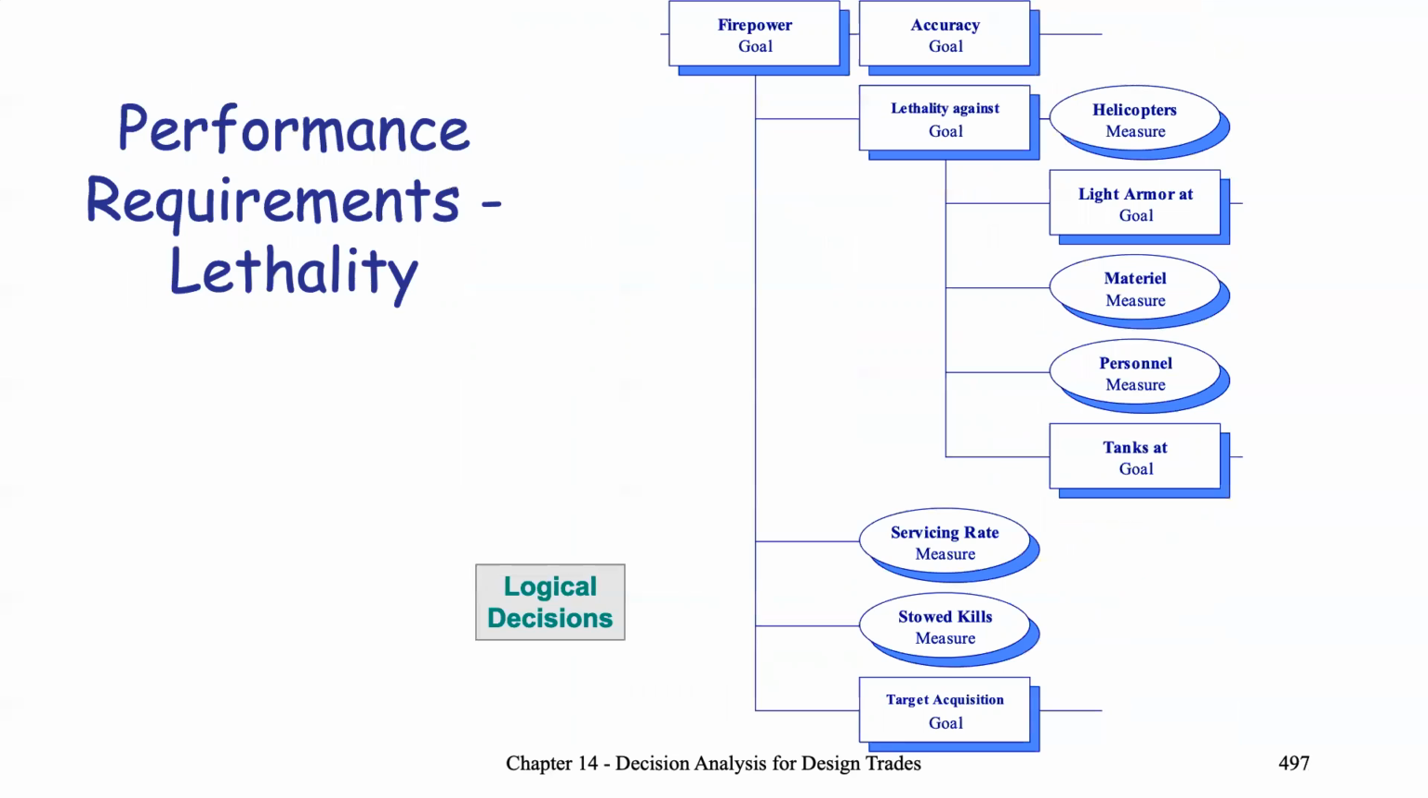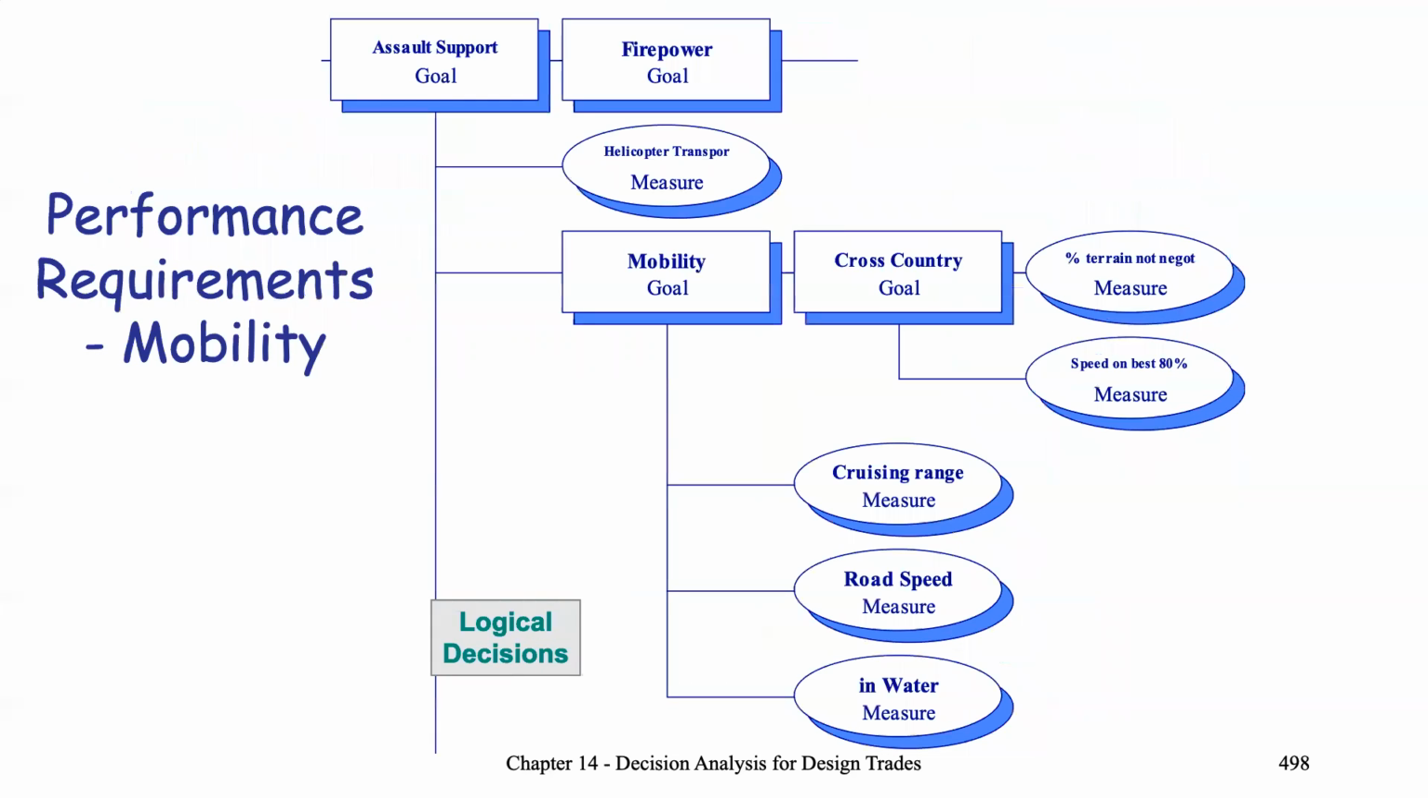Then you have the lethality against a goal, and various types of targets that could be considered as possible goals. Mobility: how fast can it go across different types of terrain, cruising range, the road speed, and how could it operate in water.